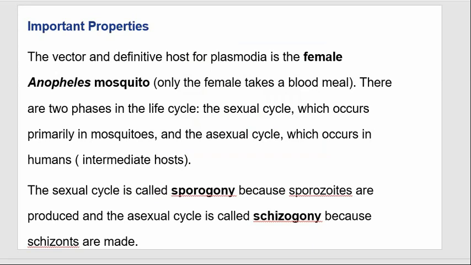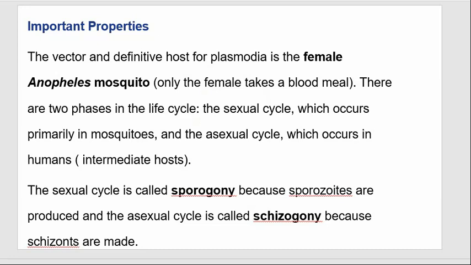There are 2 phases in the life cycle: the sexual cycle, which occurs primarily in the mosquito, and the asexual cycle which occurs in the human, considered as the intermediate host. سبق وقلنا خلال المحاضرة الأولى أن هنالك خلال اللايف سايكل بعض أنواع الباراسايت تحتاج إلى vector to complete its life cycle, and these vectors قلنا 2 type: أما يكون biological vector or mechanical vector.